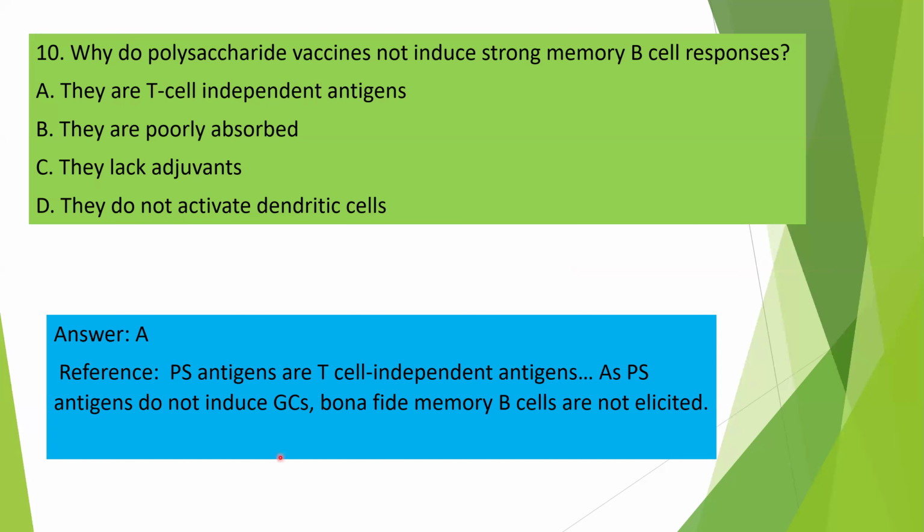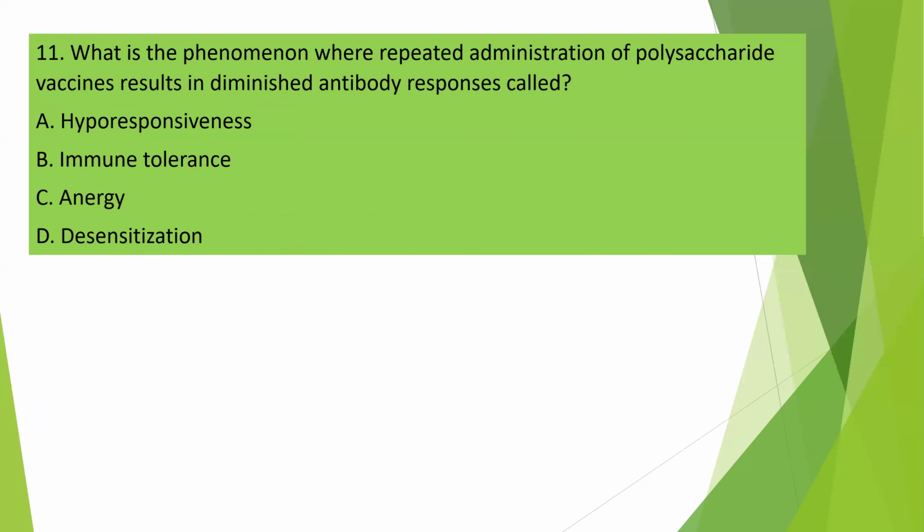Polysaccharide antigens are T cell independent antigens, as polysaccharide antigens do not induce germinal centers. Bona fide memory B cells are not elicited. We'll come to that later. Okay.